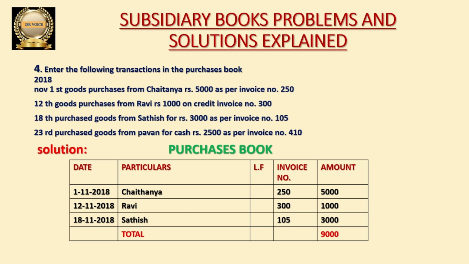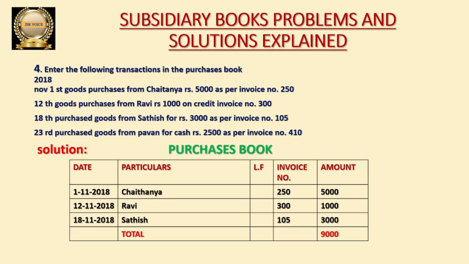12th date, November 12th. Goods purchased from Ravi, rupees 1000 on credit. So they are purchasing on credit. So credit purchases, you can record, one condition satisfied. Invoice number 300. Let us discuss that transaction completely. Goods purchased. So they are purchasing goods only from Ravi. Name is given. Two conditions satisfied here. On credit they are saying clearly. So this is credit purchases. We can write it. If they say on cash, no, we should not write, because that is cash purchase. But here it is credit purchases, so we can record.